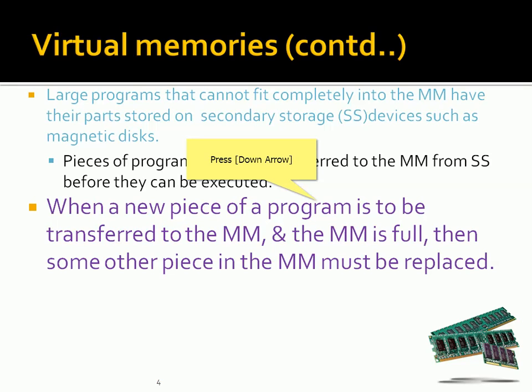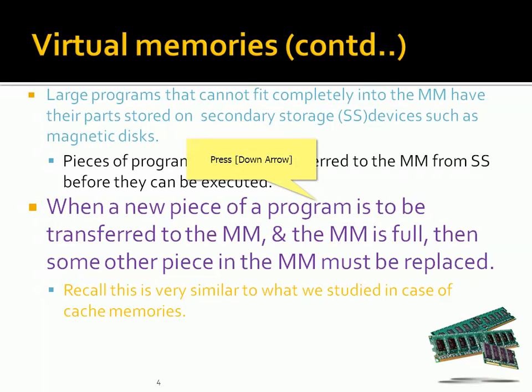So only the piece or partition of the program which is currently working at the CPU can stay in the main memory, because the main memory is very small. We cannot place the entire program or a major portion of the program. Only the piece which is going to be needed by the CPU for execution can be kept in the main memory. Some other piece in the main memory must be replaced.